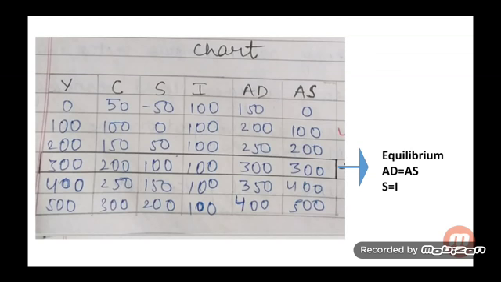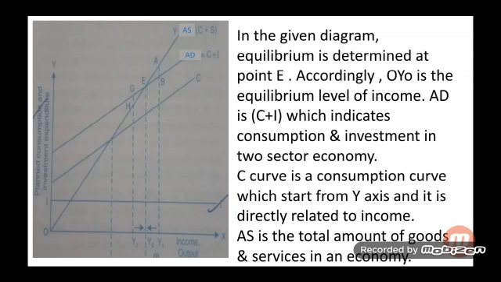If you are observing the chart here, when your income is 300, at this point AD is equal to AS. और हमने पढ़ा है Keynesian theory that AD is equal to AS is an equilibrium point. It means when your income is 300, the aggregate demand is equal to the aggregate supply. This is an equilibrium point.